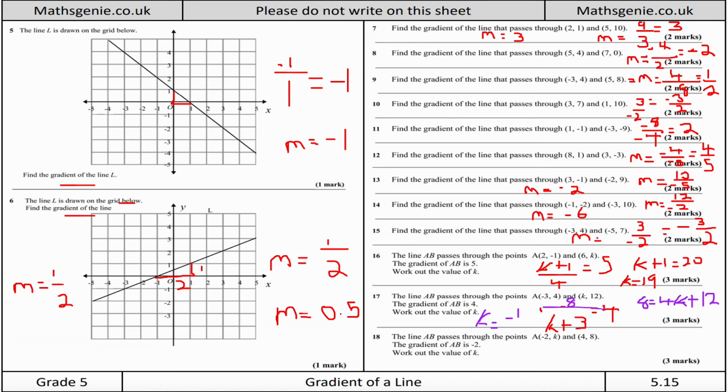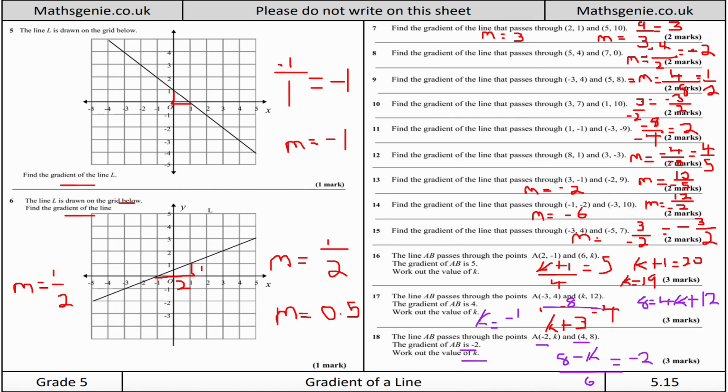Okay, AB passes through the points (-2, k) and (4, 8). The gradient of AB is equal to negative 2. Find the value of k. Well, it becomes 8 take away k divided by 4 take away minus 2, which becomes 6. That has to equal negative 2.